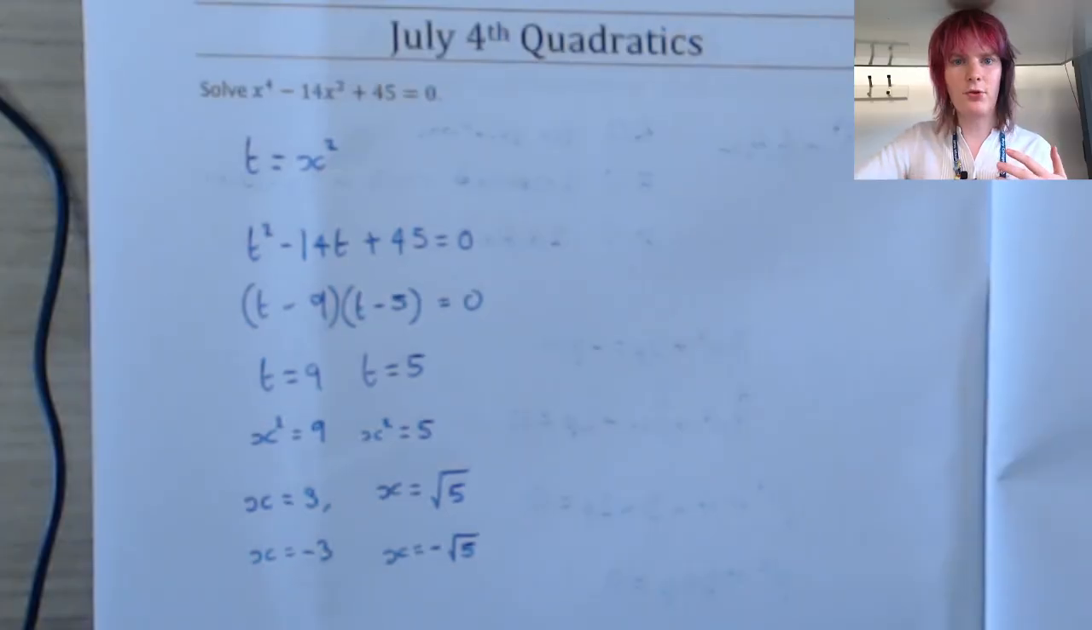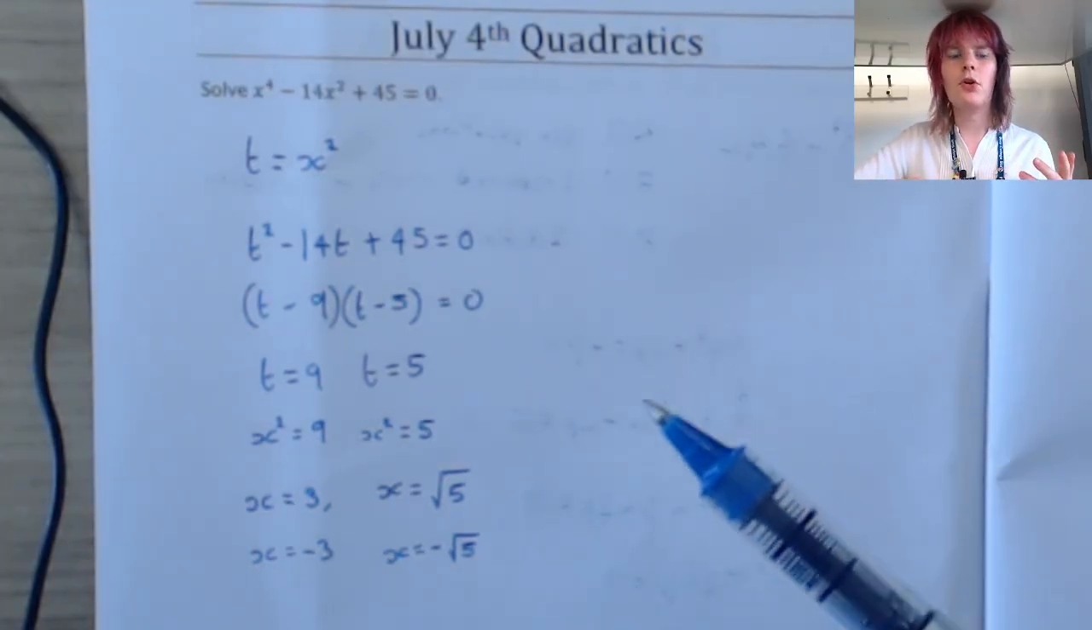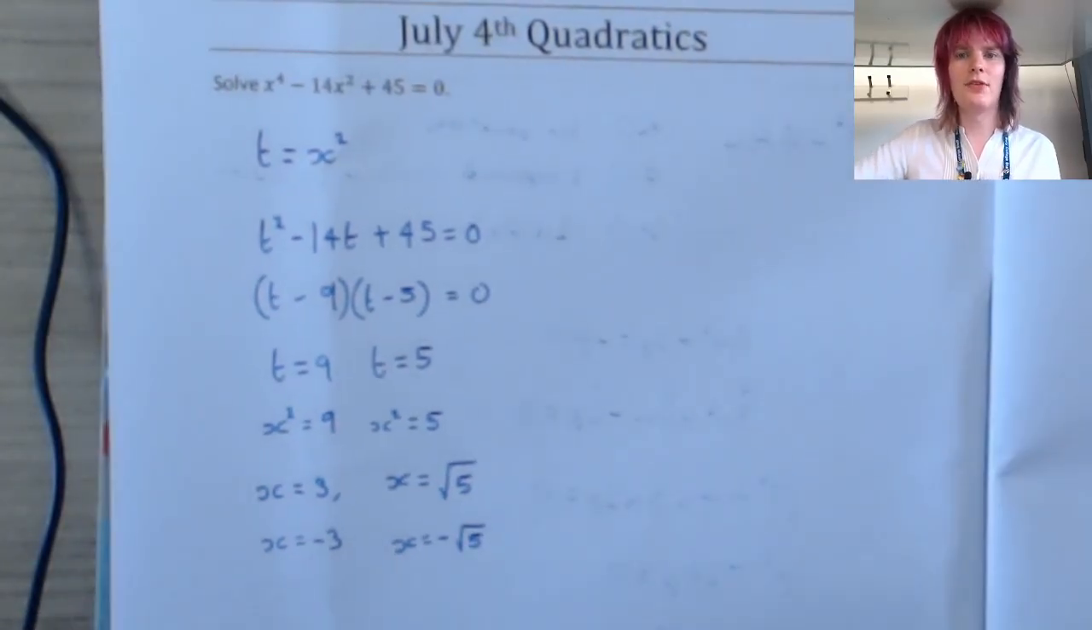You would expect it to have 4 solutions, but we can use our knowledge of quadratics to give us an easier way of getting to them.